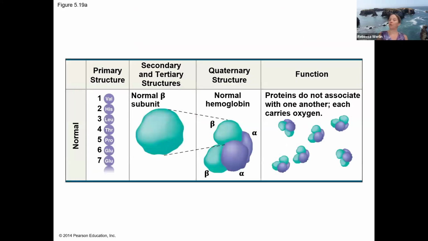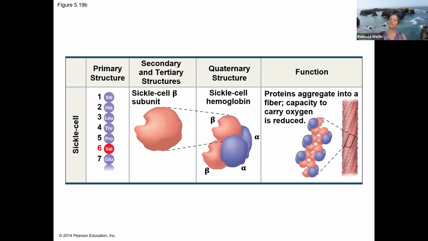So here we see normal hemoglobin. We have all the hydrophilic residues. They love water. They're fine facing the inside of a red blood cell. And as you can see, each hemoglobin is going to float around in your red blood cell by itself, binding oxygen for us. But in sickle cell anemia, there's that valine.